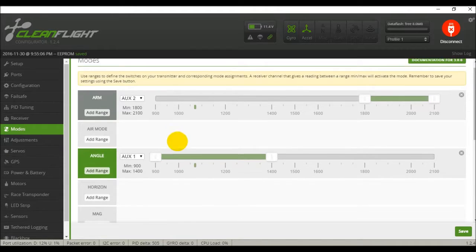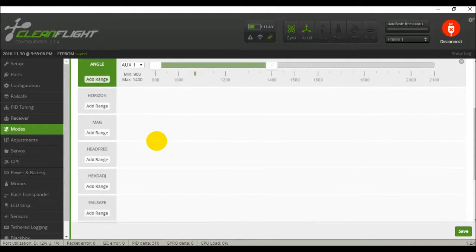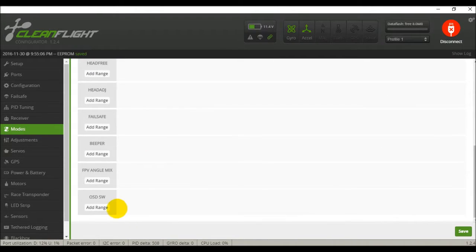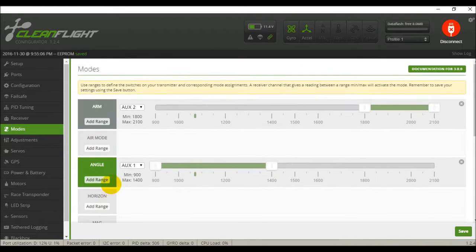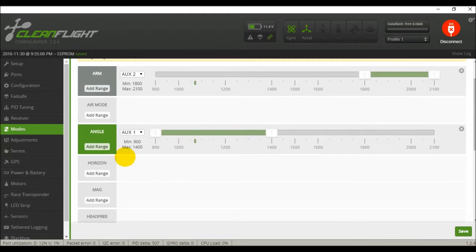There's also more advanced modes, such as air mode, horizon mode, and a whole bunch of other types of modes you can set, but those are a little more advanced than what we'll need. And if you are interested in that, you can look at the forums online. But I would focus on angle, and then horizon mode is kind of an in-between.